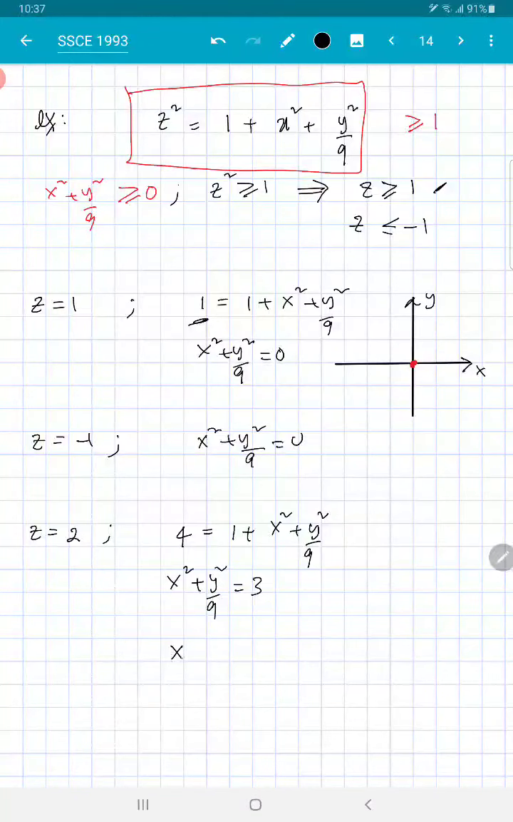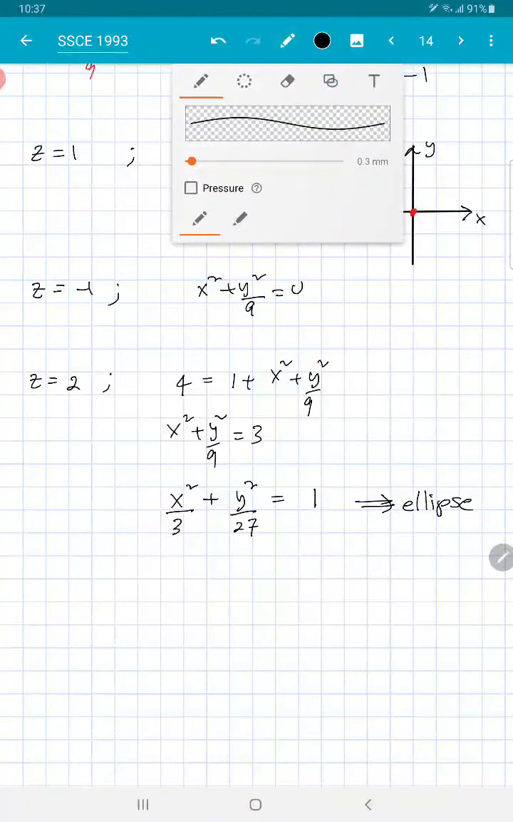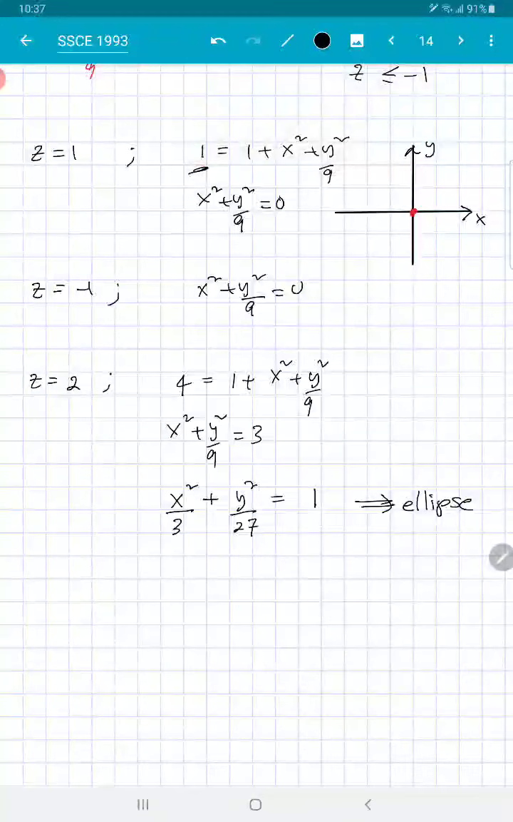So I'm going to simplify or modify the equation. For the right hand side to be equal to 1, we have to divide by 3. So 3 by 3 is 1. Dividing y squared over 9 by 3, we get y squared over 27. And here we have x squared over 3. Okay, so we have that, and this is an equation of an ellipse. We can sketch that on the xy plane here.